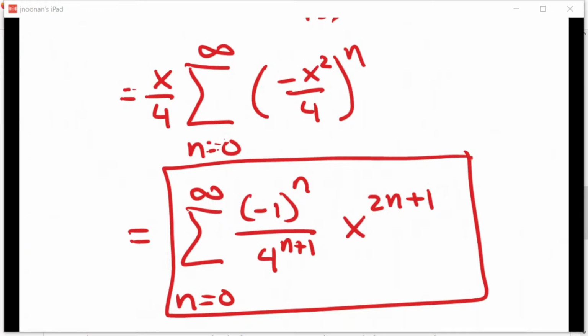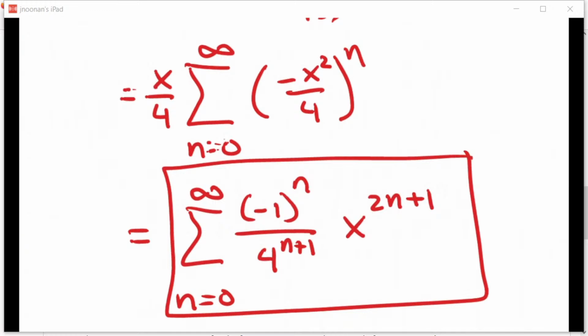Yours might have looked a little different, but it should basically be the same idea. If you left the 1/4 out front, that's fine, but you should definitely move the x inside the summation to make WebAssign happy. And if WebAssign's happy, then I'm definitely happy. So I'm generally a little less hard on you than WebAssign. I don't know if you noticed, I hope.